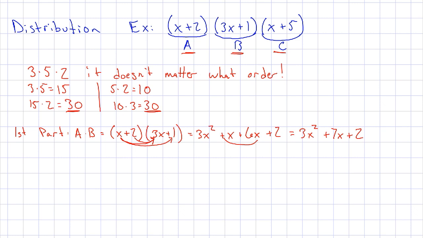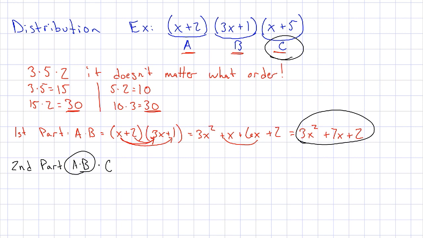I still have to complete the second part because I haven't done anything with C. So now the second part is to do the whole thing. I have A times B, which, don't forget, I've already done, so that's what this is, times C. So it'll be 3x squared plus 7x plus 2 times C, which was x plus 5. Now I have these three terms and I have to multiply them by my two terms. Each of these three components will be multiplied by the x, and each of these three components will be multiplied by the 5.